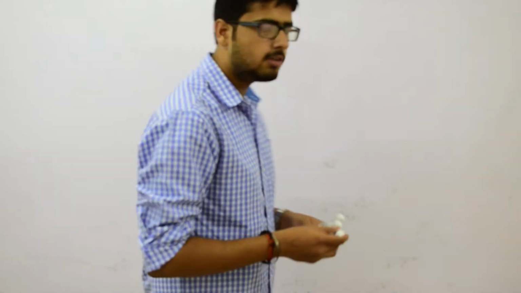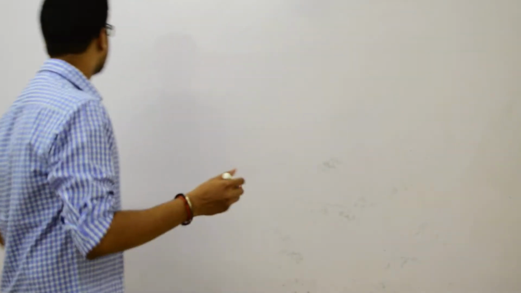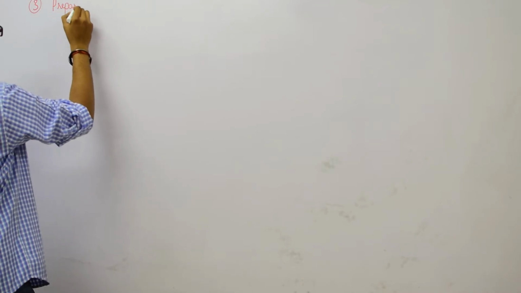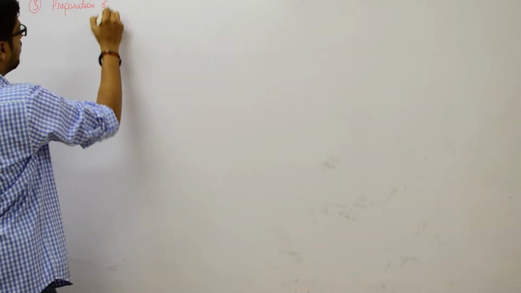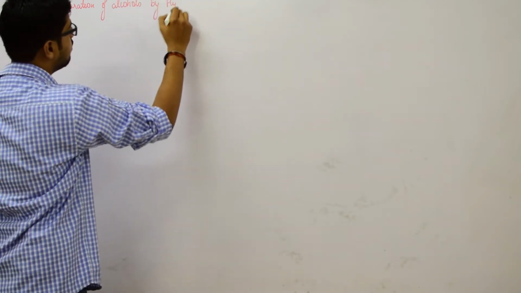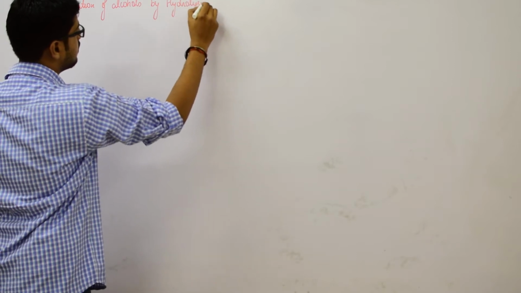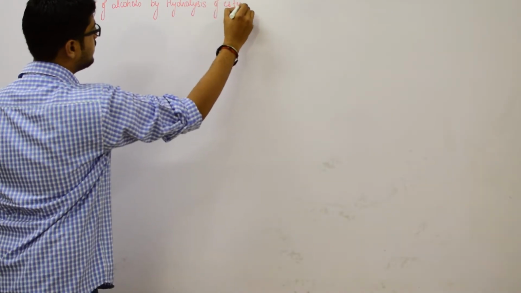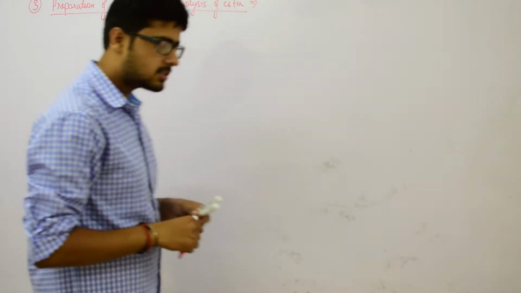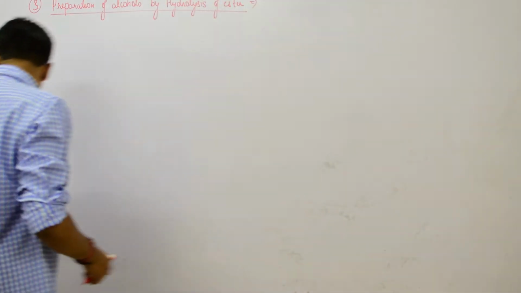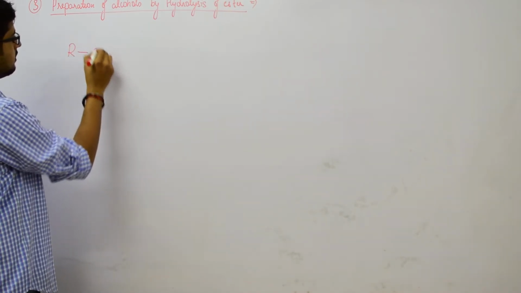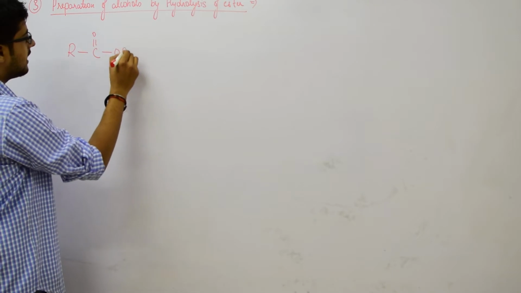So now we are moving forward to our next topic, that is preparation of alcohols by hydrolysis of esters. How we can prepare alcohols by hydrolyzing esters, that we are going to discuss. So let us have our ester, RCOOR dash.